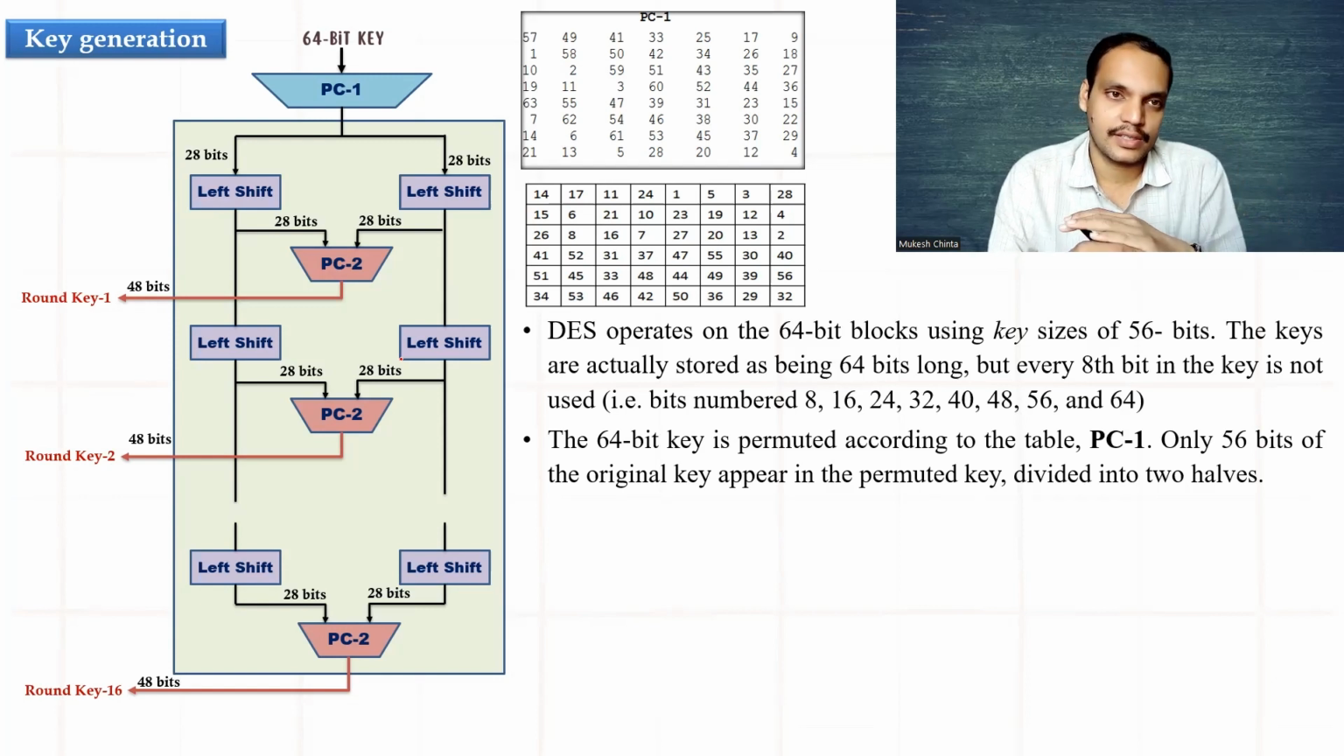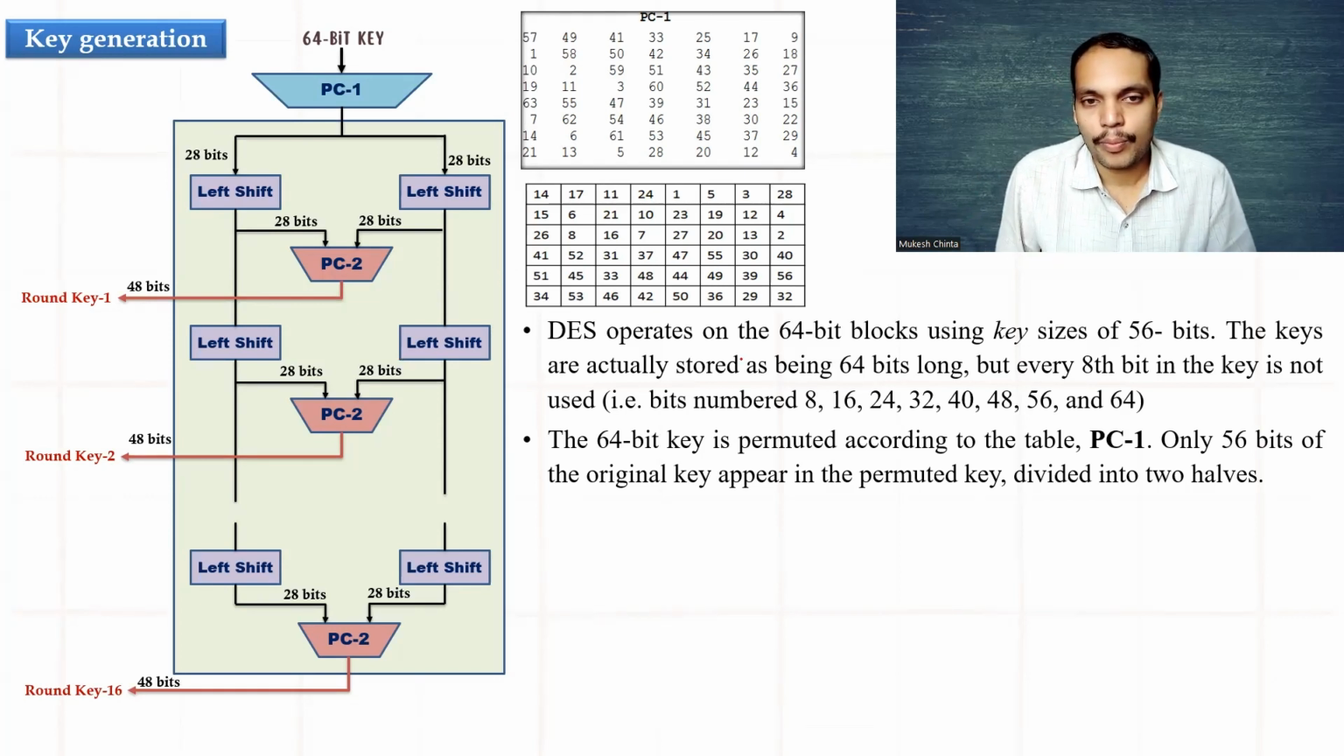The problem with DES is we usually take a 64-bit key as an input. Out of the 64-bit key, only a 56-bit key is used. 8 bits are not used for the algorithm. DES operates on 64-bit blocks using key sizes of 56 bits. The keys are actually stored as being 64 bits long. This is a 64-bit key, but every 8th bit in the key is not used. That means bits 8, 16, 24, 32, 40, 48, 56, and 64 are not used.